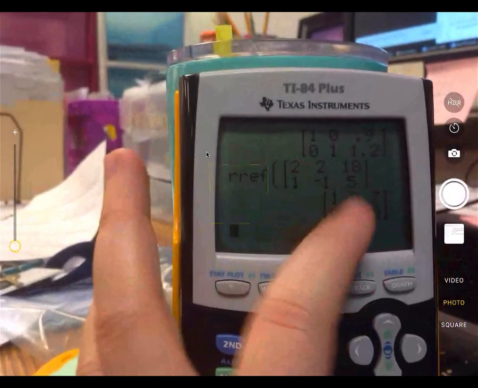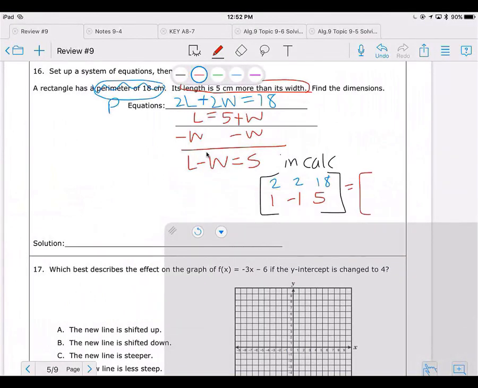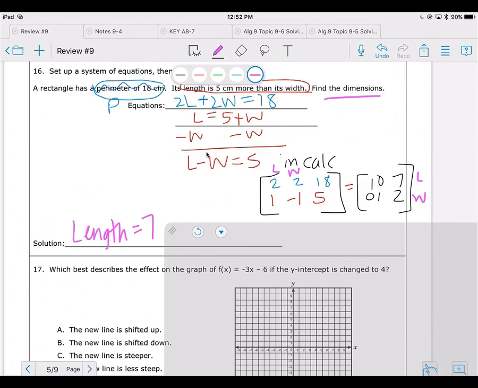I have the 1001, so I know this is a true solution. And then the points 7 and 2. So in this case, I put my L and then my W. The question asked me for both of the dimensions. So length is 7 and width is 2. And these are centimeters.